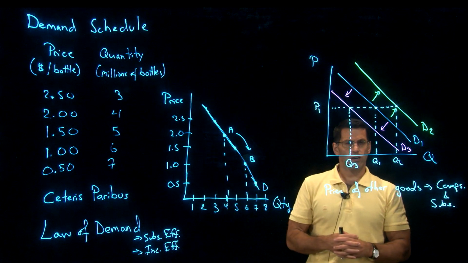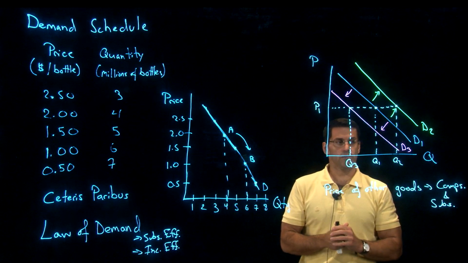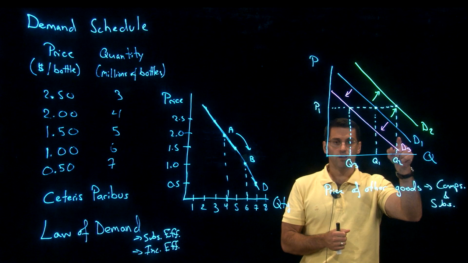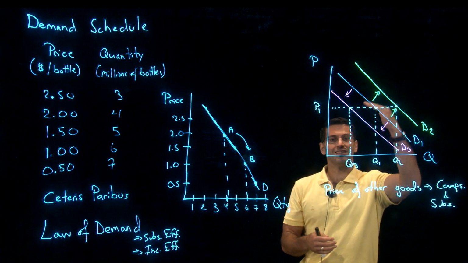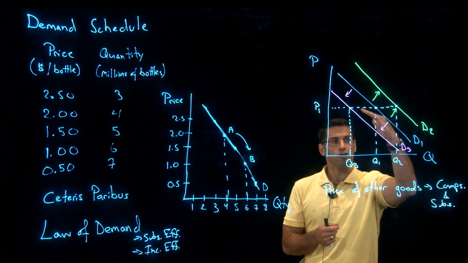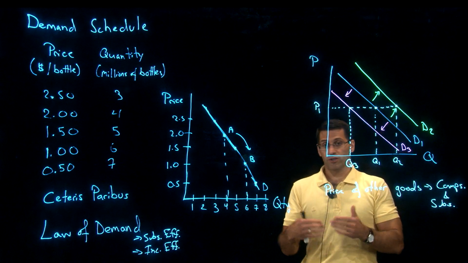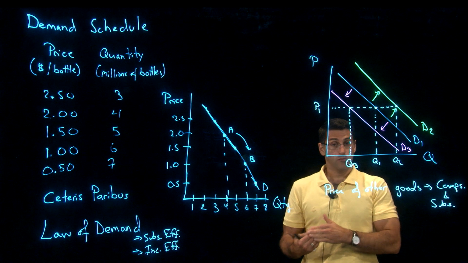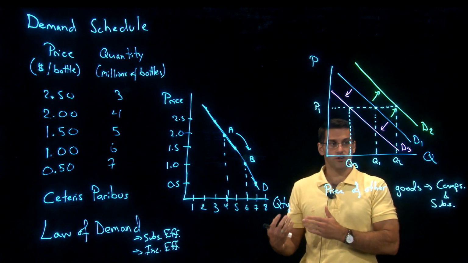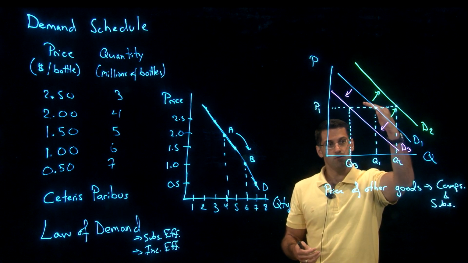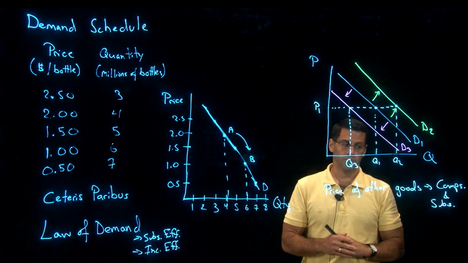So how would we show that in our graph here? If we start off with D1, the price of coffee goes up, it would increase the demand for bottled water, so it would shift from D1 to D2. On the other hand, if the price of coffee went down, people might switch away from water to coffee, so we'd shift the demand for water down from D1 to D3.